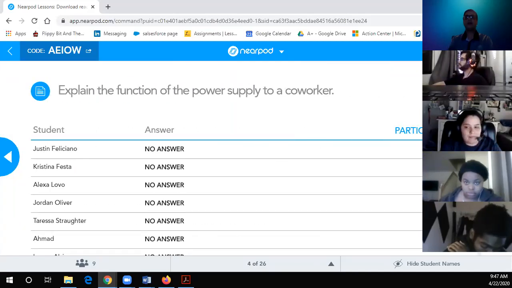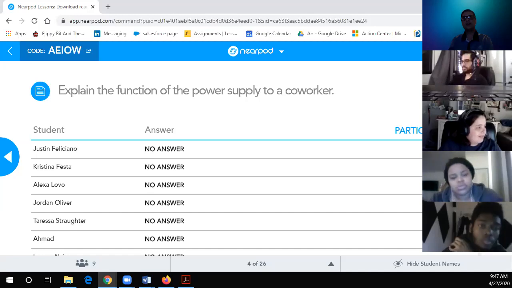So explain to me the function of a power supply as you would to a coworker.